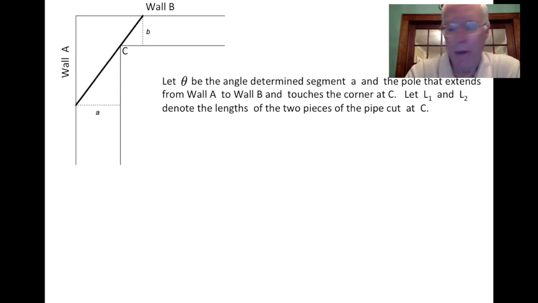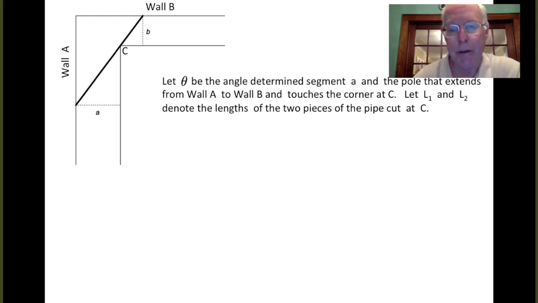So let's imagine we have a pipe here extending from wall A to wall B and hitting the corner at C, much like this. We're going to use as our variable this angle theta that the pipe makes with the horizontal in the hall. Now, you might try this afterwards with another variable. You can also label this vertical edge here length x and work from that, but we're going to work with this variable theta instead to give us some practice with trigonometry.